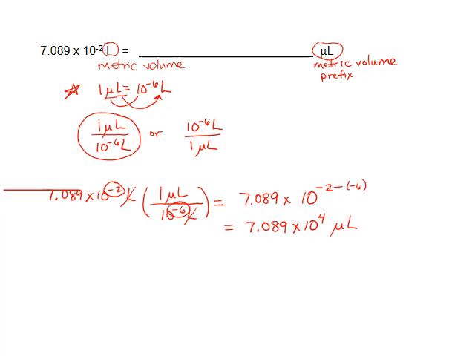The last thing that we want to check is whether our answer has been reported to the proper place value or number of significant figures. Since again in this example we are multiplying and dividing, we use the rule for significant figures. Our given value had 4 significant figures. Our metric to metric conversion factor had an infinite number of significant figures. This means we should report our final answer to 4 significant figures, as we have done already. Our final answer is 7.089 times 10 to the 4th microliters.